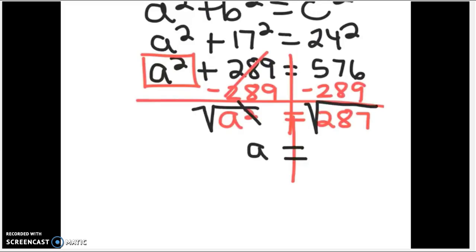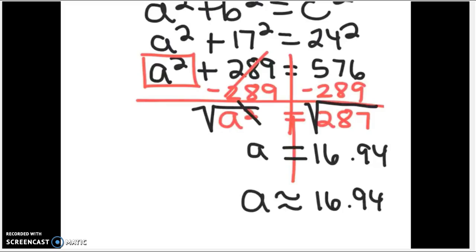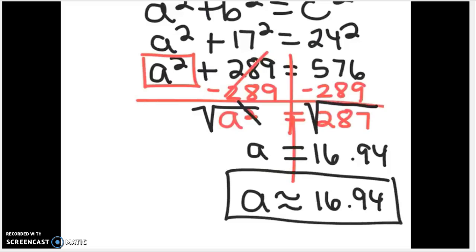So you're going to need your calculator. You're going to have to punch in the square root of 287, and you should get about 16.94. So because it's about, we're going to say A, and do these little squiggly lines, 16.94. And that is your answer.